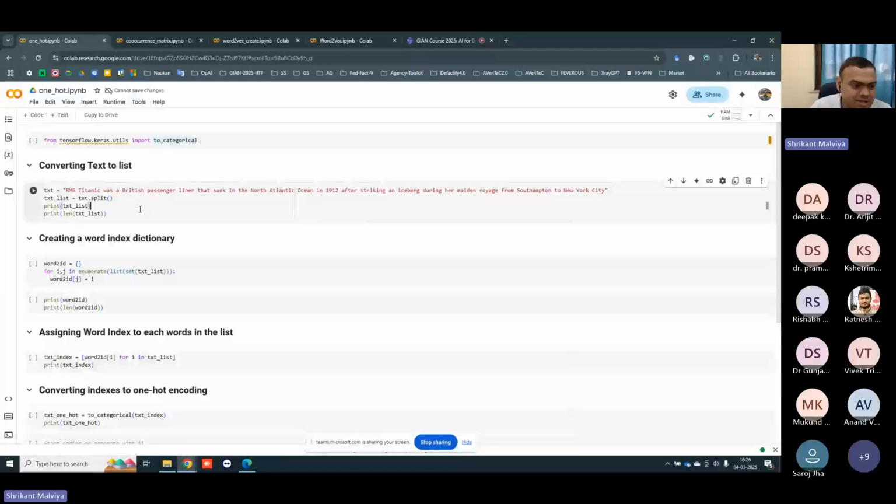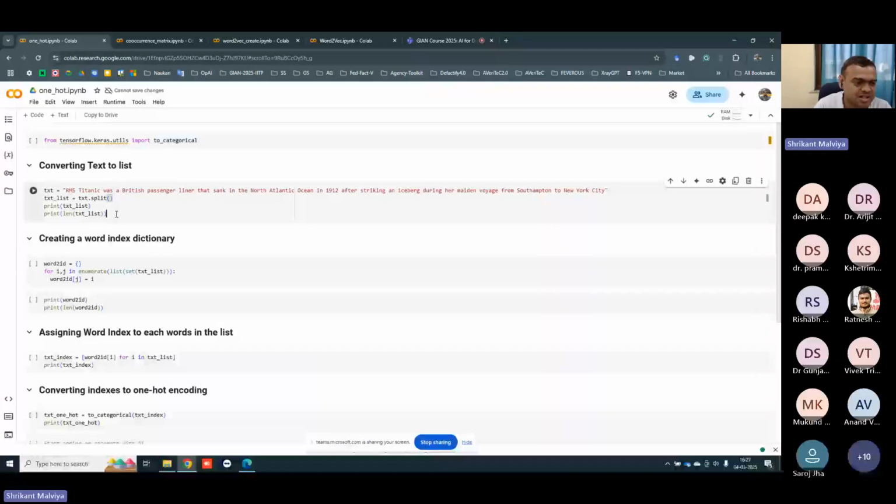Taking an example sentence a bit longer than the example that we have seen recently: RMS Titanic was a British passenger liner that sank in the North Atlantic Ocean, and so on. First we need to find out the unique words. As we discussed yesterday, we can simply use the split function on this text. Split will divide, or extract, all the words in this sentence in a sequential manner, and then we can get the list of those words.